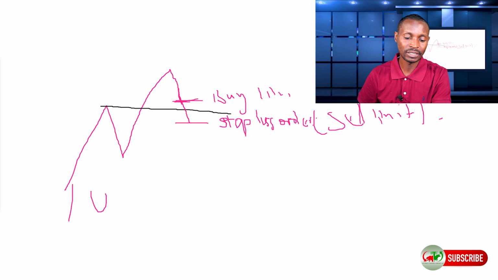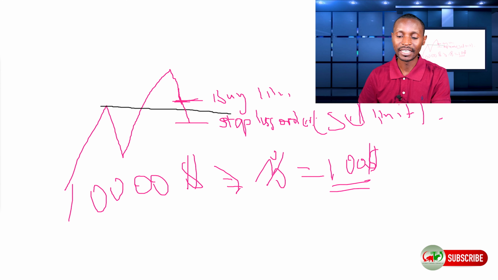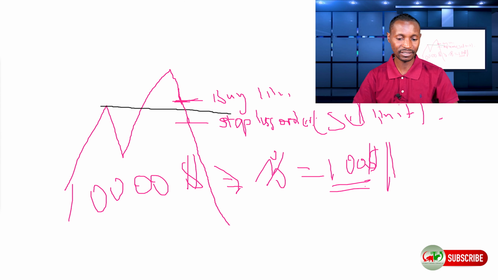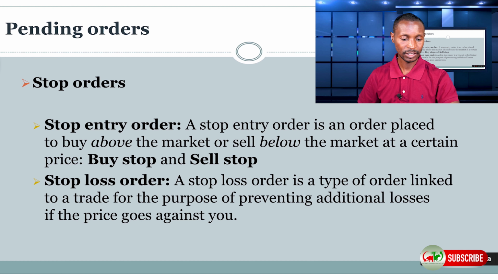Let's say, for example, you have a 10,000 account and you are risking 1%, which is $100. In this case, you will end up with a loss of only $100. This is good and manageable for a 10,000 account, because if the market continued lower, you could lose more money. This is what we call a stop loss order. It helps us to manage and control the loss we could encounter while trading.